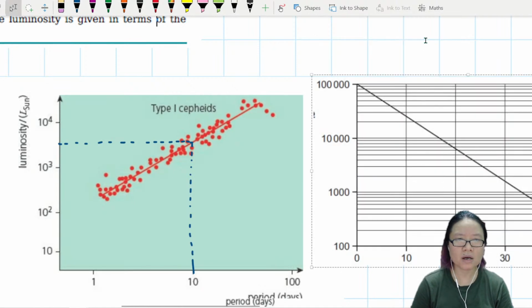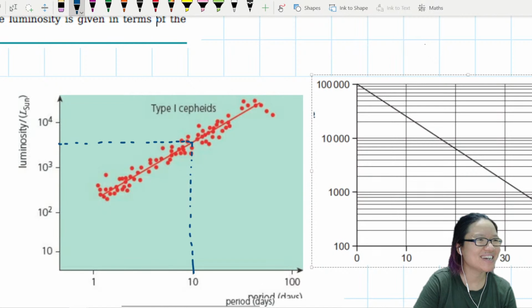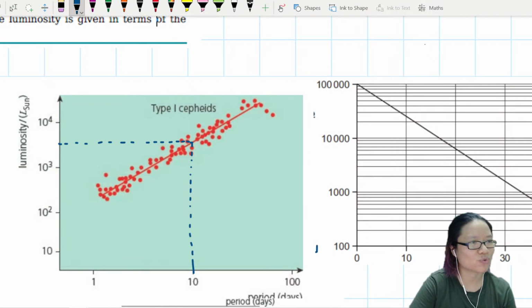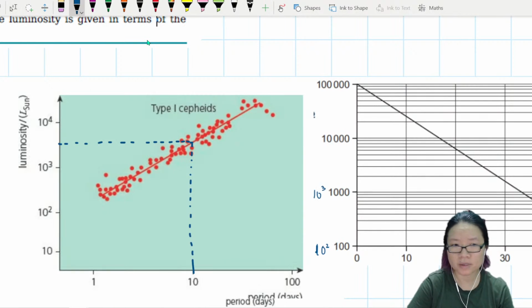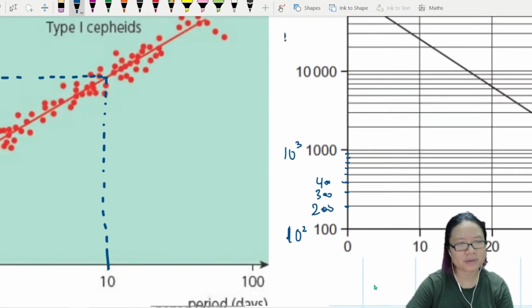So how to read this? Good question. So let's look at this one. This one is 10 to the power of 2. I'll talk to you about how to read the log scale. This is 10 to the power of 2. This is 10 to the power of 3, right? So what is here? And here, and here, and here. What do you think, chat? What is all of this? So if you already solved this past year question, you will know that this is 200, this is 300, 400, I'll zoom in a bit. 500, 600, 700, 800, 900, 1,000.